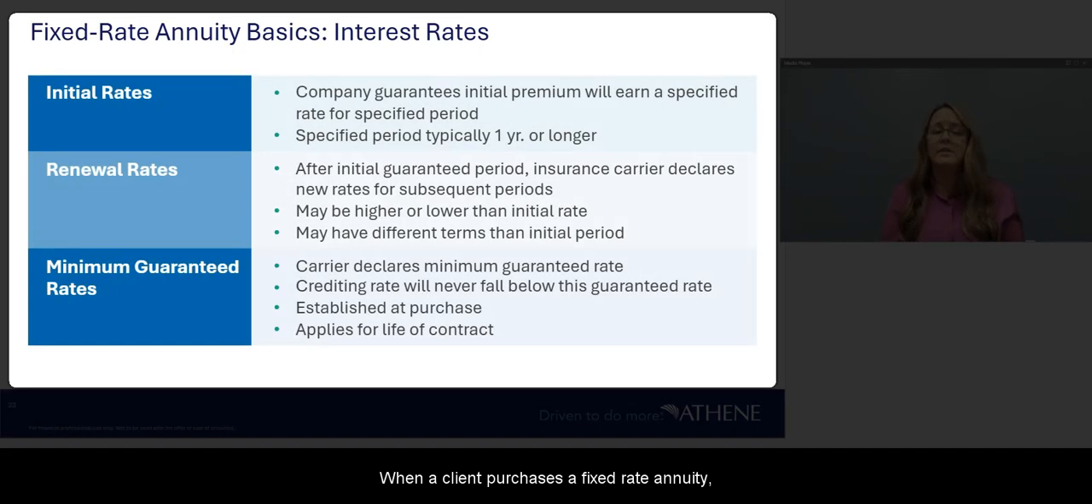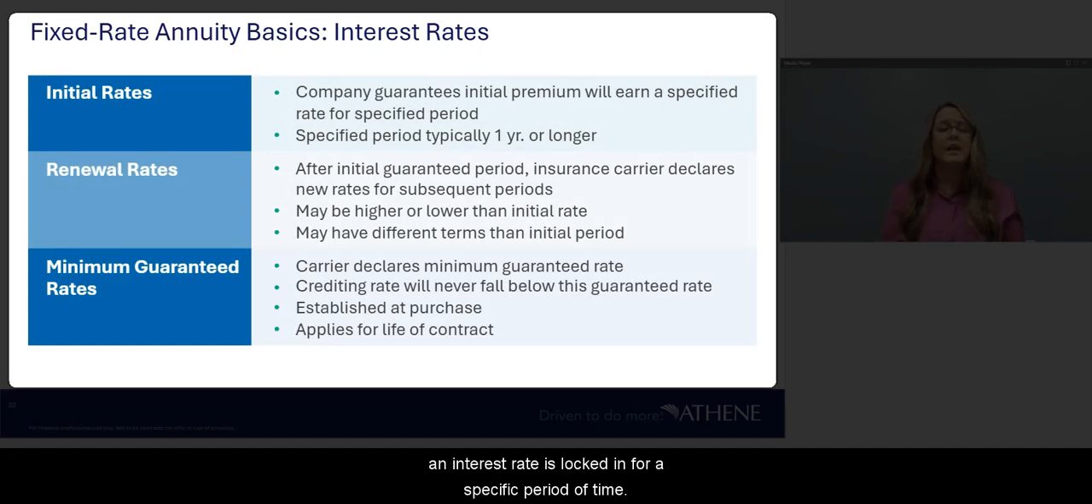When a client purchases a fixed rate annuity, an interest rate is locked in for a specific period of time. This rate is guaranteed and does not change, providing predictable growth. Renewal rates on fixed rate annuities are the interest rate set by the insurance company at the end of the initial guaranteed period. This rate can be higher or lower than the initial rate, depending on current market conditions and the insurer's portfolio performance. They may also have different terms than the initial premium.